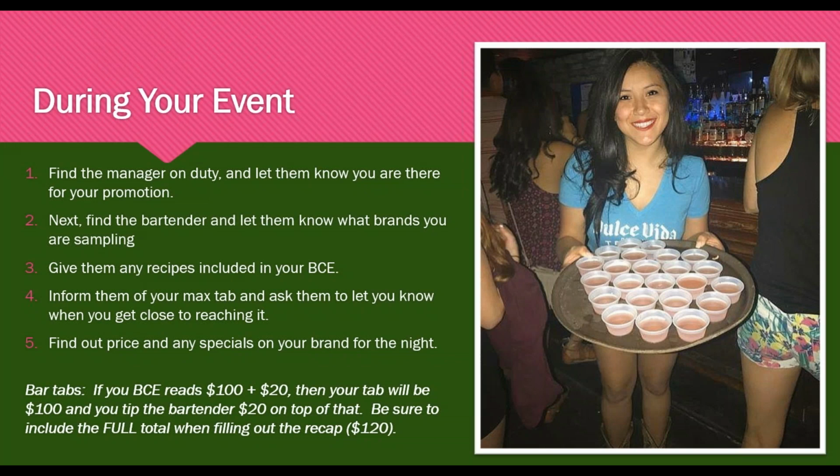Now, if your BCE says you have 100 plus 20, that means your tab is 100 and you have $20 maximum to tip. So your max tab does not include tips. Just be sure that when you are taking a picture of your receipt at the end of the night after you close out, that you are showing us the full amount, including the tip.